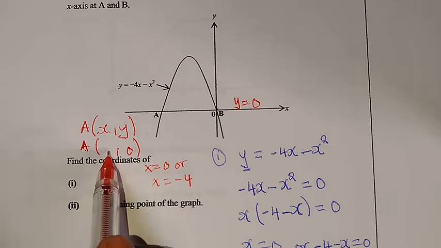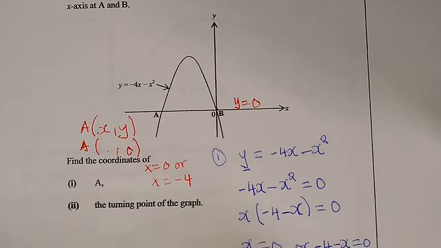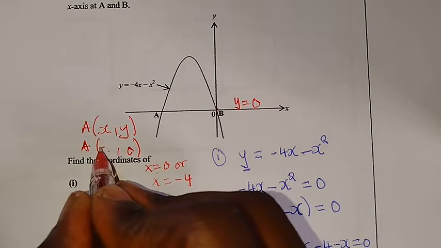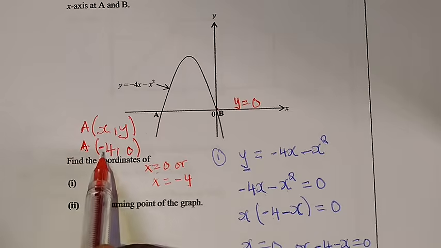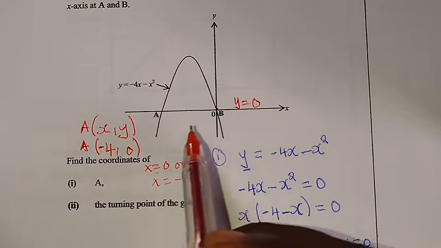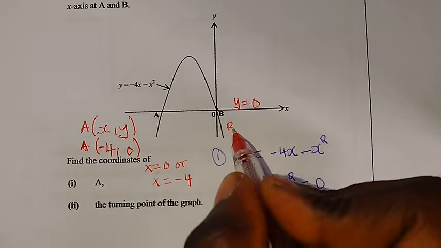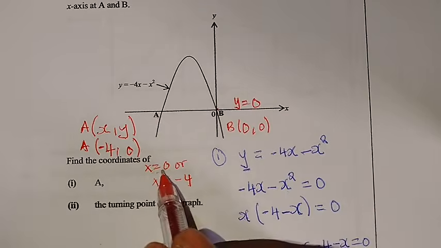Now here we need to put the coordinates for x, which is negative because A is lying on the negative side. We have said x is equal to 0 or x is equal to negative 4. Because A is lying on the negative side, the coordinate here will be negative 4. So the coordinates for A will be negative 4, 0. If you are told to find the coordinates of B, these coordinates of B will just be 0, 0, because x is equal to 0.